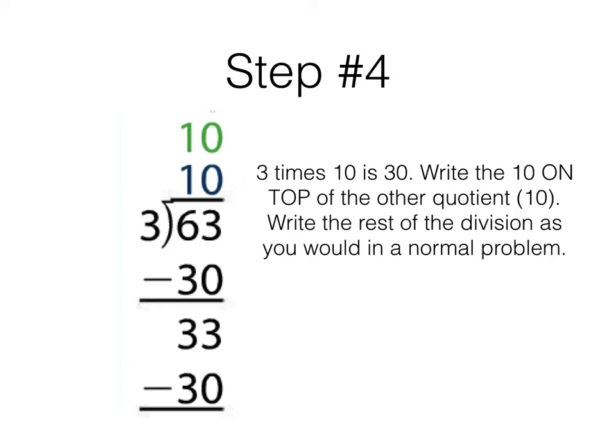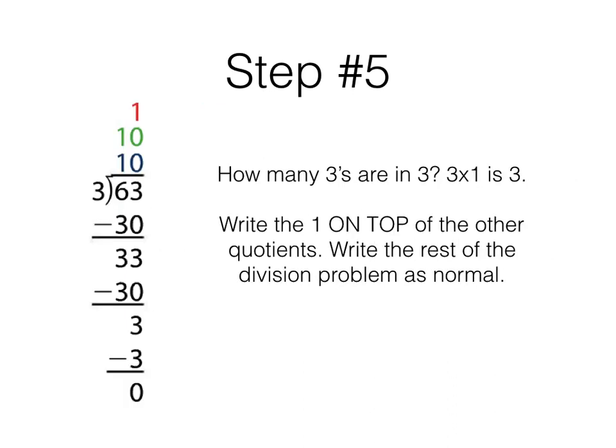3 times 10 is 30. I am going to write that additional 10 on top of my other quotient, or on top of the other 10. And then write the rest of the division problem as you normally would. All right, step 5. Go ahead and subtract that. 33 minus 30 is 3.